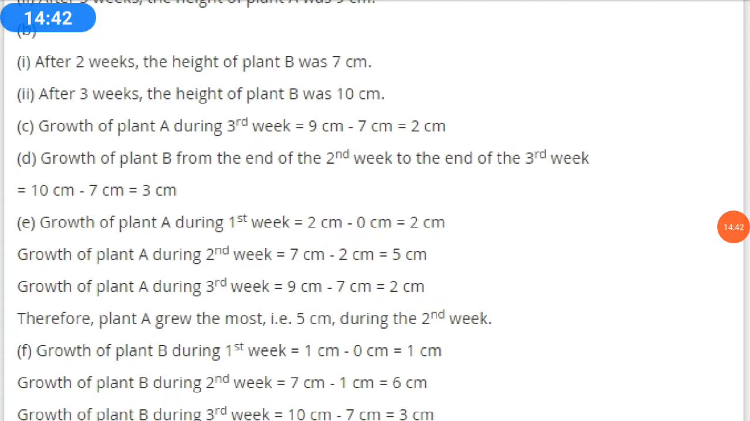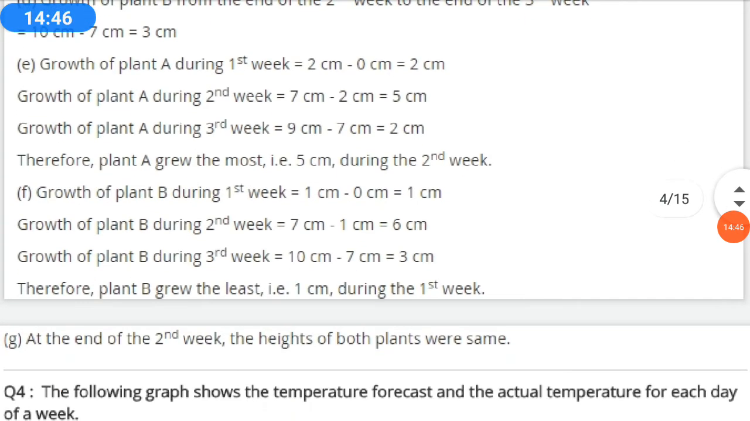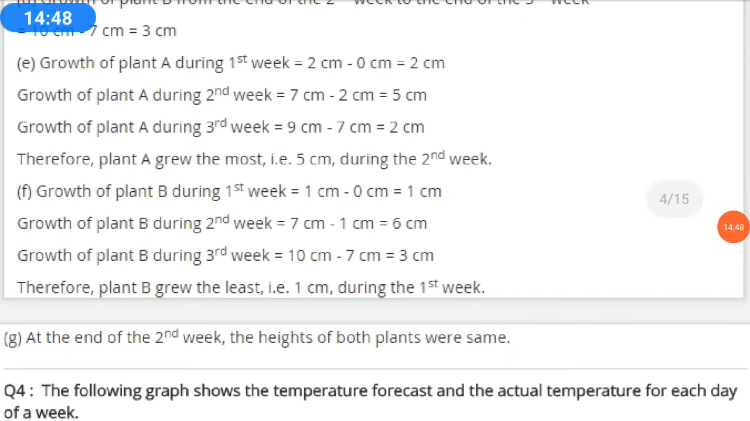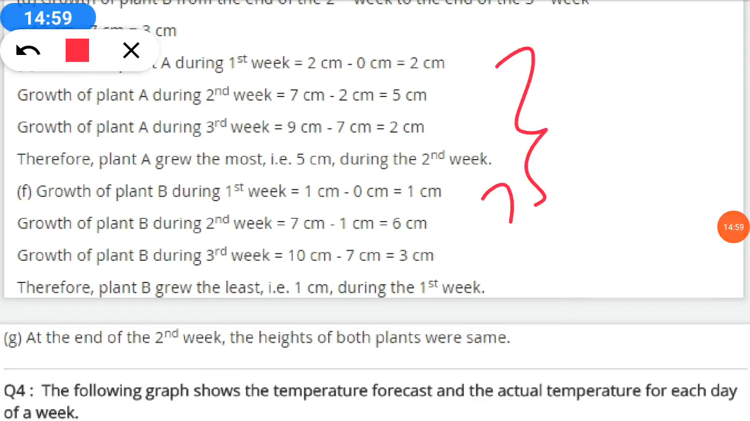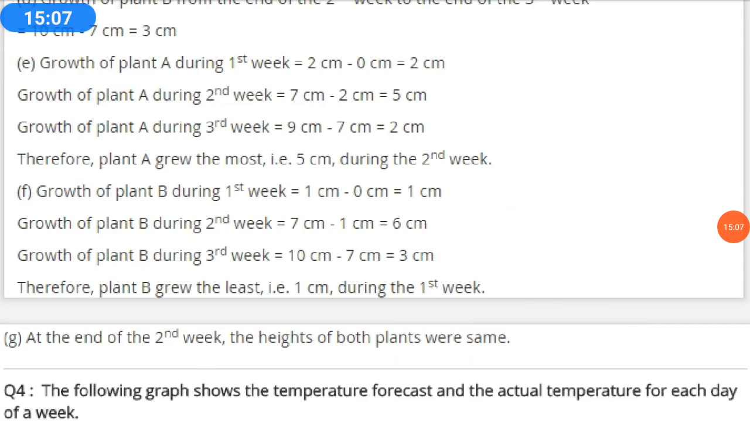Moving toward the next part of the question, here we have the last part, not the last part, the second last part. Growth of the plant during the first week is 1 minus... Again you have to do the same calculation here for plant B as we have done for plant A. In the same way, this is for plant A, in the same way you have to find out for plant B. At the end of the second week, the height of both plants was the same, as we had already seen in the graph.